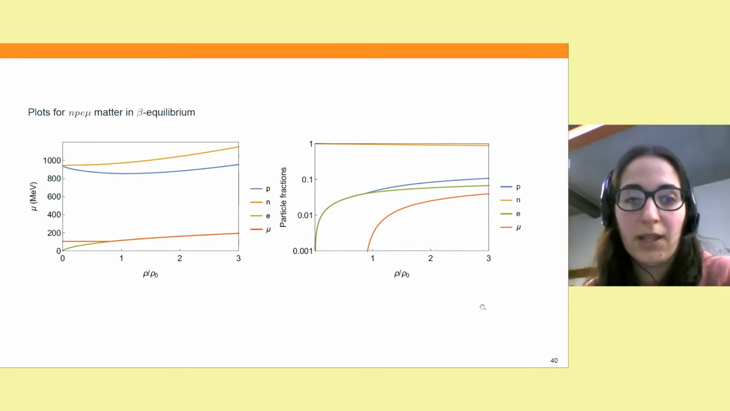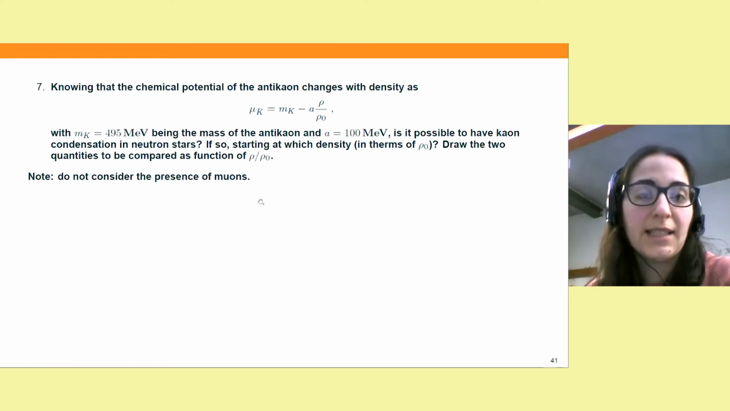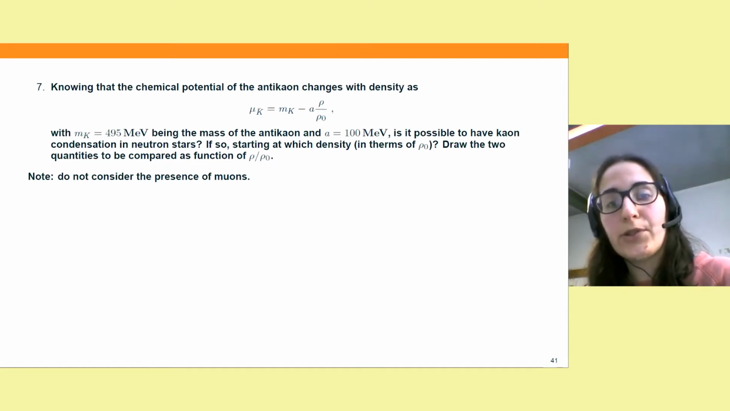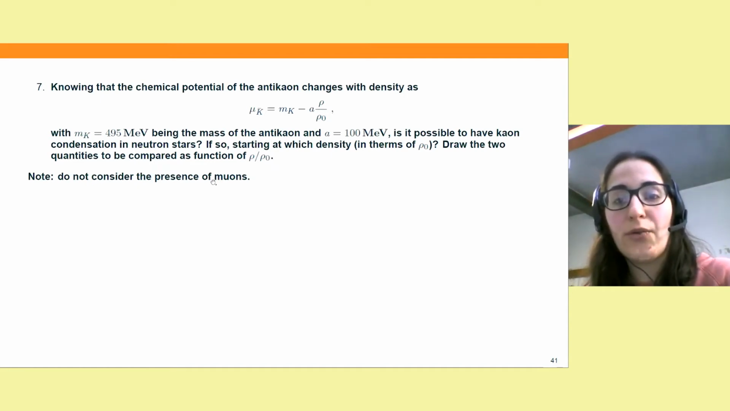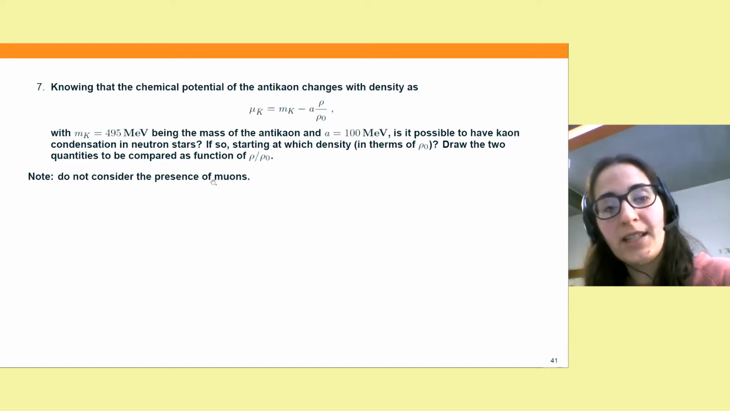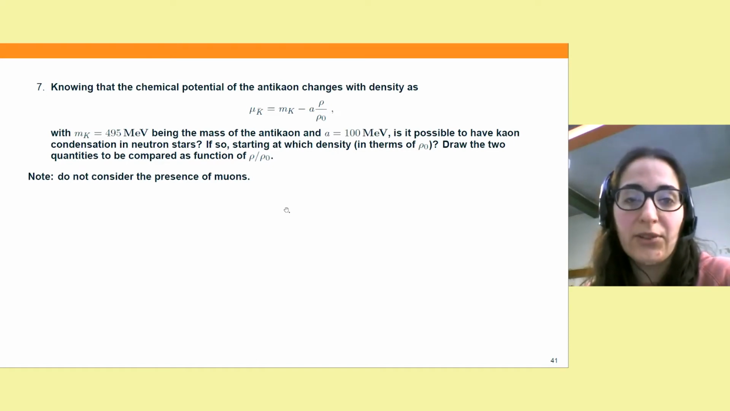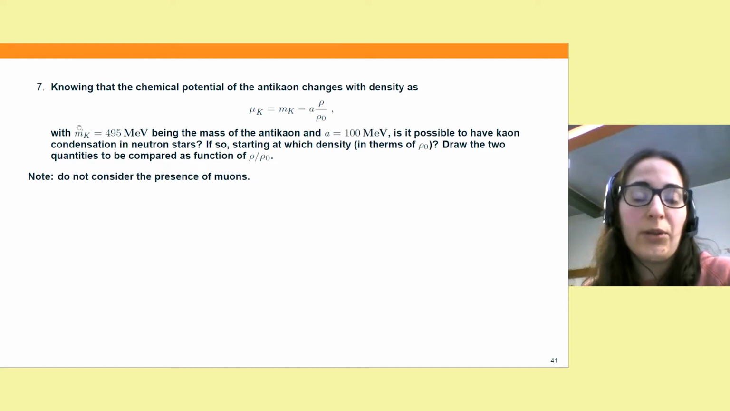So, okay, let's go to the next exercise. Now the question is, can we also have a condensation of anti-kaons inside neutron stars? Laura will talk about this this afternoon, and we will see that it's one possibility to have that. But we can think about the same reasoning as we did for the muons. Kaons are bosons, so in principle they could appear.